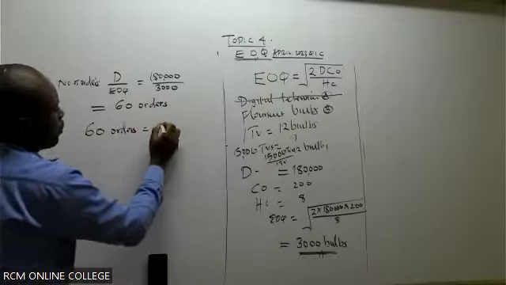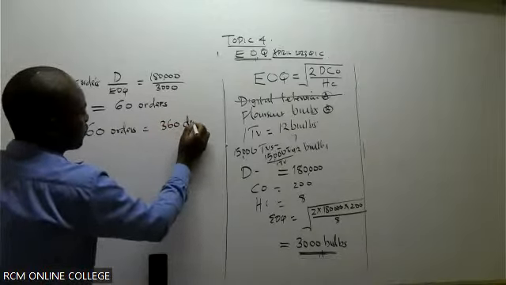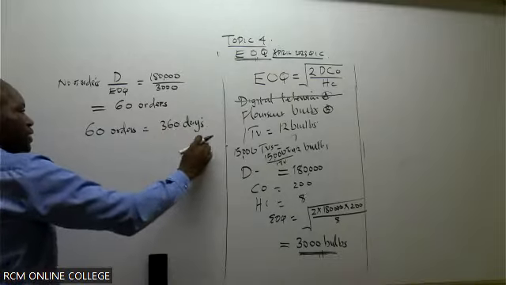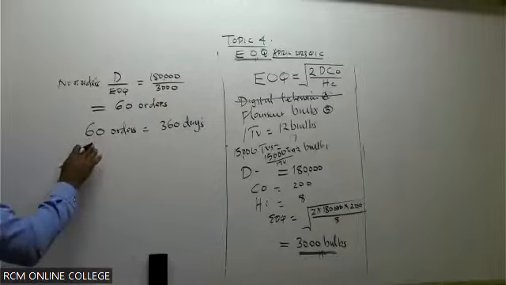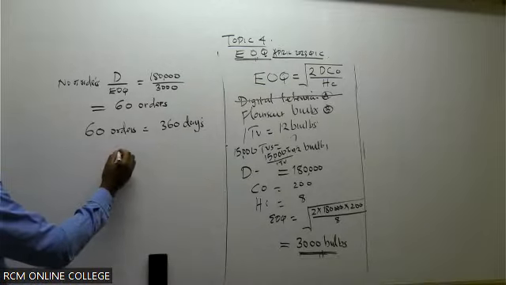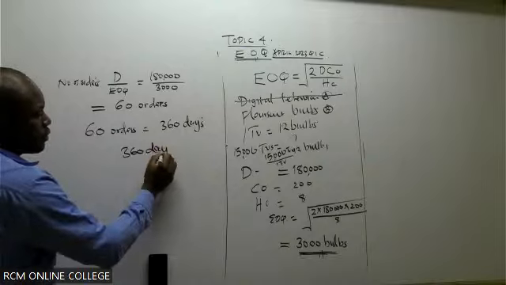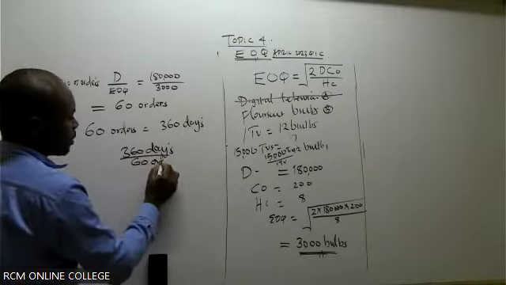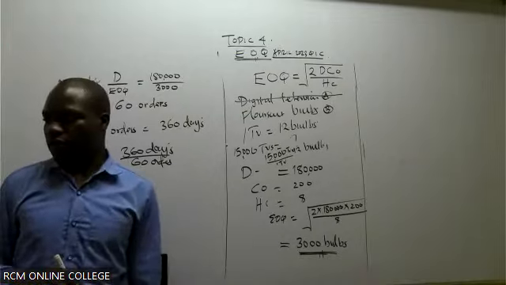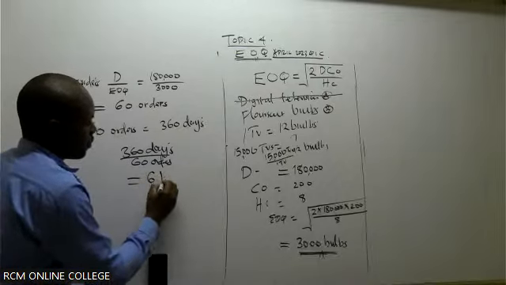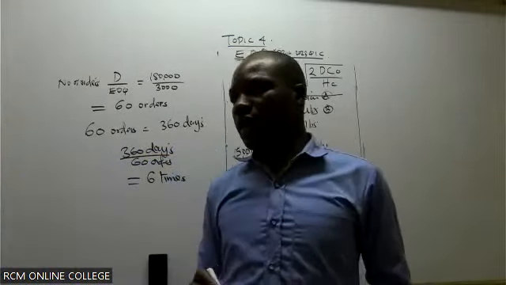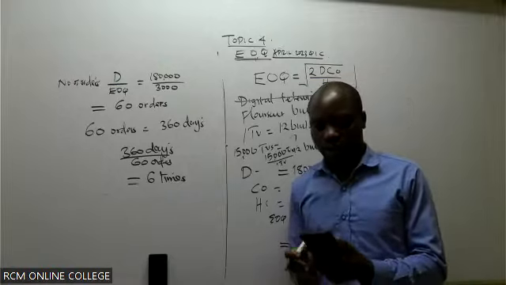is equal to 360 days. For the entire year, for the 360 days, they are making 60 orders. So how frequent are they going to do this? 60 orders have been done in a year, so for the interval, we take our 360 days and divide by 60 orders. What will we have? 6 times. So that's what you are required to do in that particular question.